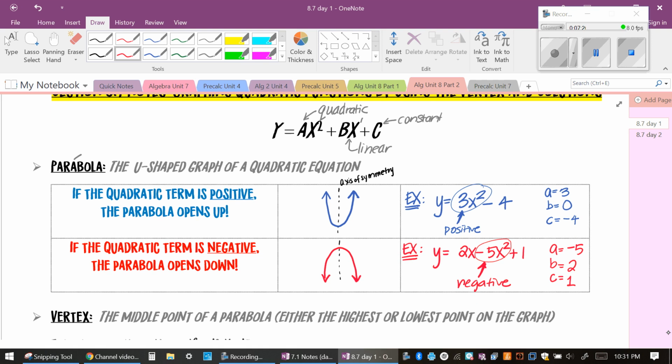Okay? So if it's positive, your parabola is going to open up. If your quadratic term is negative, it's going to open down. Down, down, down.